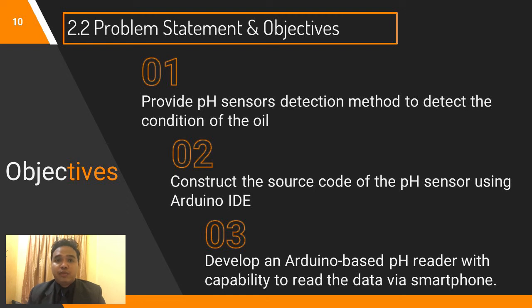The objective is to provide a pH sensor detection method to detect the condition of the oil. Next is to construct the source code of the pH sensor using Arduino IDE software. And lastly, to develop an Arduino based pH reader with the capability to read the data via smartphone.